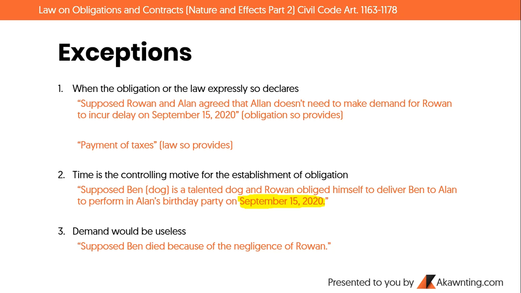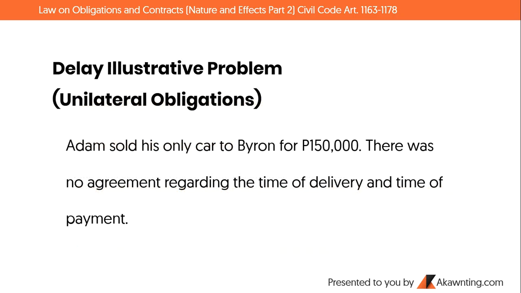Okay, although hindi siya nakapag-demand, okay, dahil imposible naman na ma-deliver niya pa ito noong September 15 dahil patay na nga yung aso. So, it is still considered that Row 1 is in delay even though Alan did not demand the delivery of the said dog on September 15. Okay? So, ayan. Yun po yung illustration natin with regards to unilateral obligations. So, punta naman tayo sa reciprocal obligations.